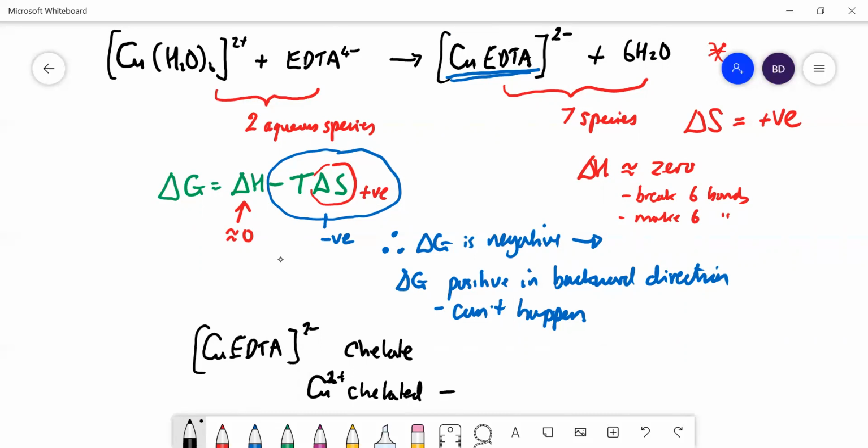Right, that's about all we need to know about polydentate ligands. So we'll leave it there.